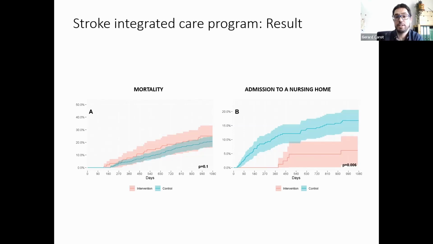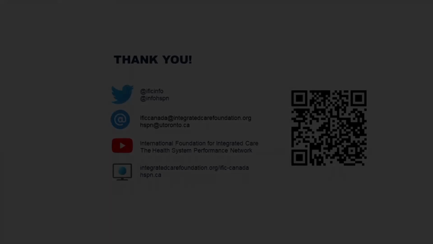autonomy. And this is important not only from the point of view of the patient, since patients living at home probably have higher quality of life, but also from the point of view of the entire system, because admission to a nursing home is quite expensive for the system. So this is also a benefit for the entire healthcare and social care system.